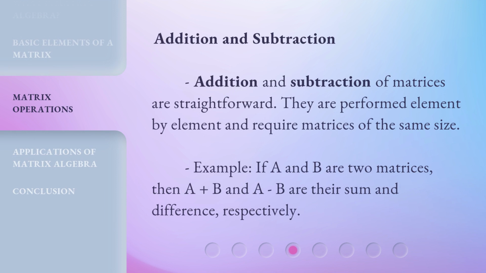Addition and subtraction. Addition and subtraction of matrices are straightforward. They are performed element by element and require matrices of the same size. Example: if A and B are two matrices, then A + B and A - B are their sum and difference, respectively.